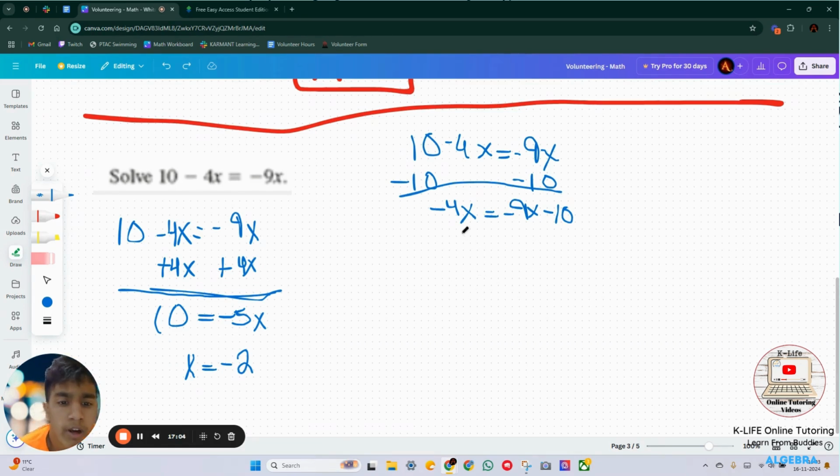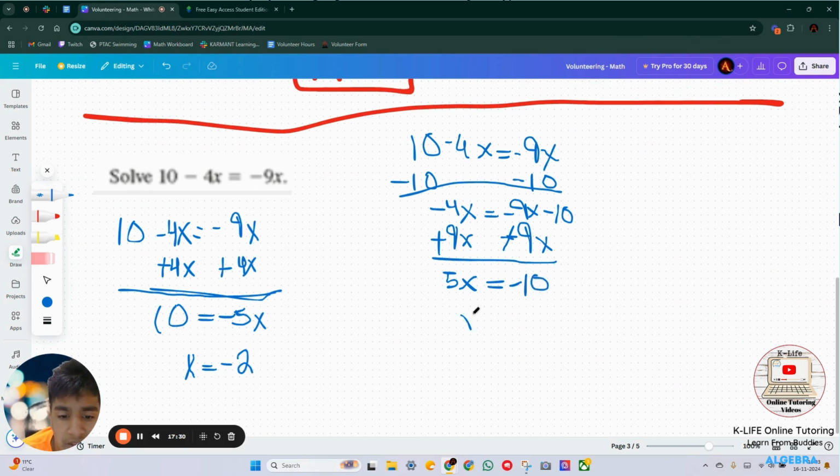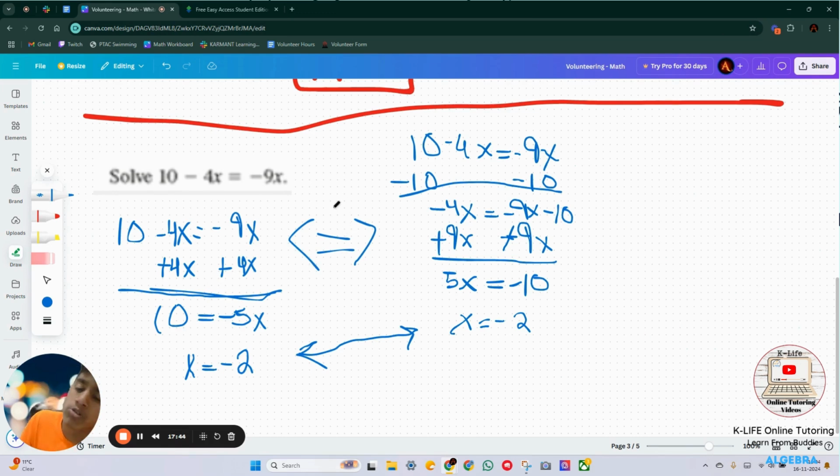So regarding that, what you will do now is isolate the variable one more time. Or actually now, you'd be isolating the constant term technically. And now you'd be adding positive 9x on both sides. So that would be 5x equals negative 10. Well, x is still going to equal negative 2. So these two scenarios equal each other.